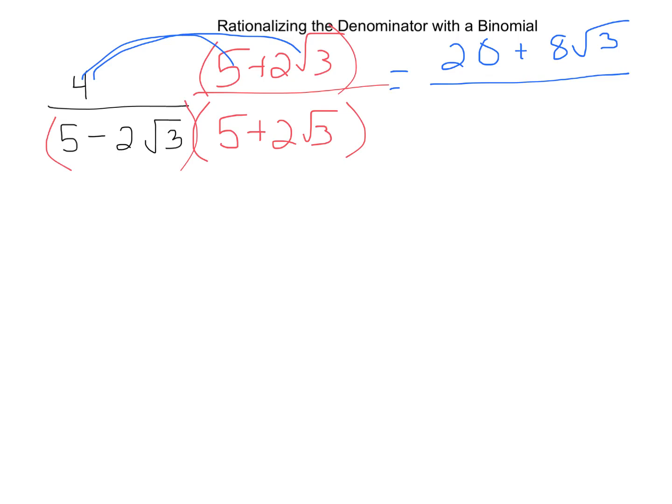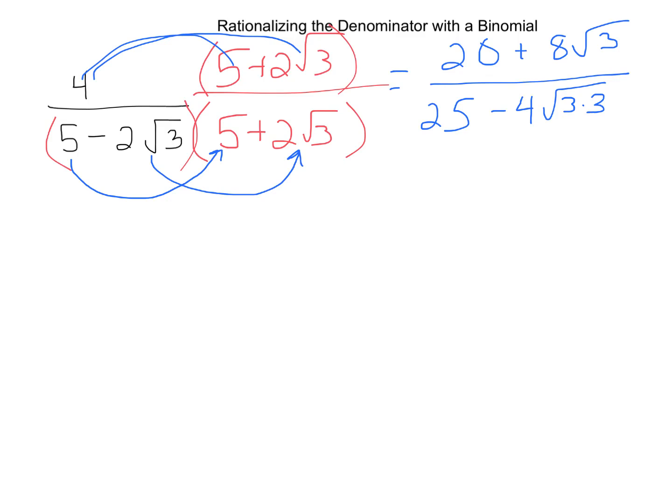over. Now I'm going to show you a shortcut. Now if you remember in the last one, the middle terms canceled off when we did our foiling. All you really need to do when the pieces are the same but opposite signs is multiply the firsts and the lasts. 5 times 5 is 25. Negative 2 times positive 2 is negative 4 radical 3 times 3.